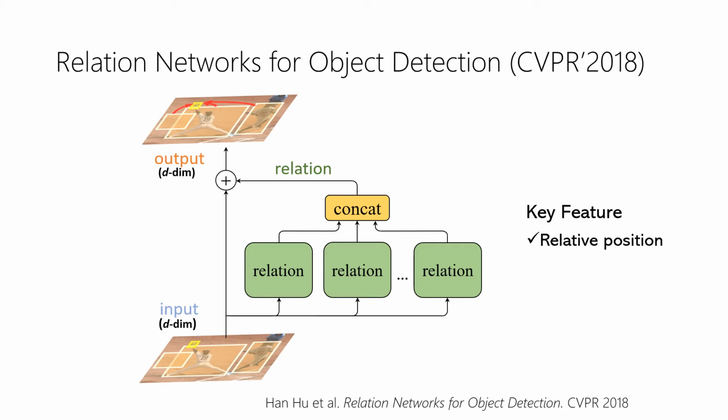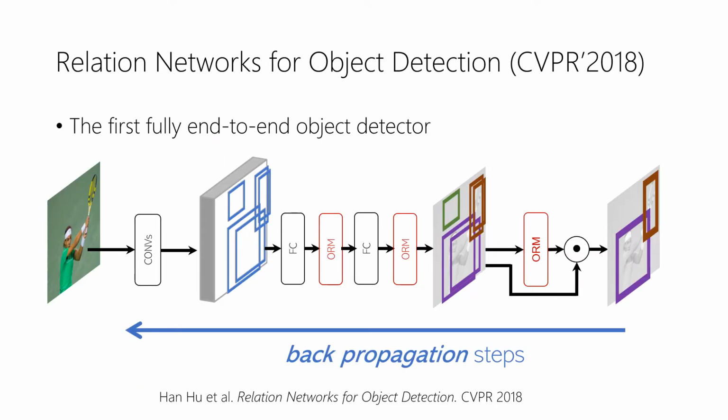Please see this illustration. The input and the output of this module have the same dimension, and this module can thus be applied in place in many places of a network. We also made some adaptations. For example, we additionally account for the relative position in attention computation, which is proved important in the object detection application. This module also helps to create the first fully end-to-end object detector.